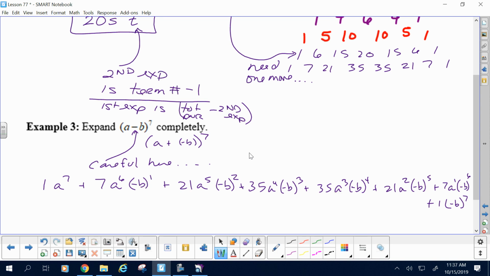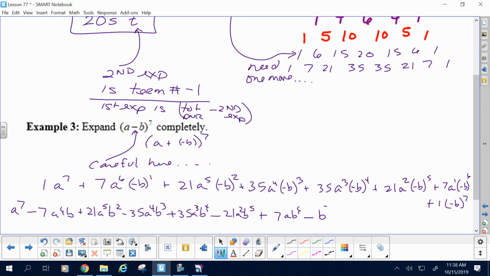What are you going to reckon about the signs each time? They're going to alternate or change, yeah. So a to the seventh minus 7a to the sixth b, because that's a negative to an odd power. But then plus 21a to the fifth b squared, because a negative to an even power is positive. Then negative 35a to the fourth b cubed plus 35a cubed b to the fourth minus 21a squared b to the fifth plus 7ab to the sixth and minus b to the seventh.